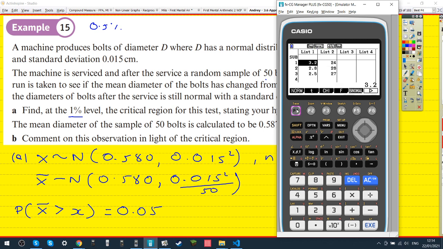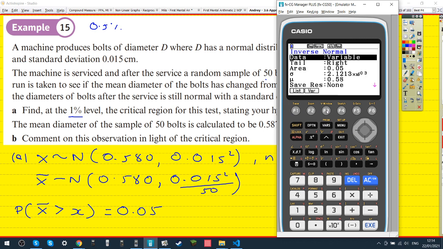distribution, normal inverse. And so it's inverse normal. And that's what you use to find what X will give you an area of 0.05. And you put in the rest of the values as normal. And so try that one.